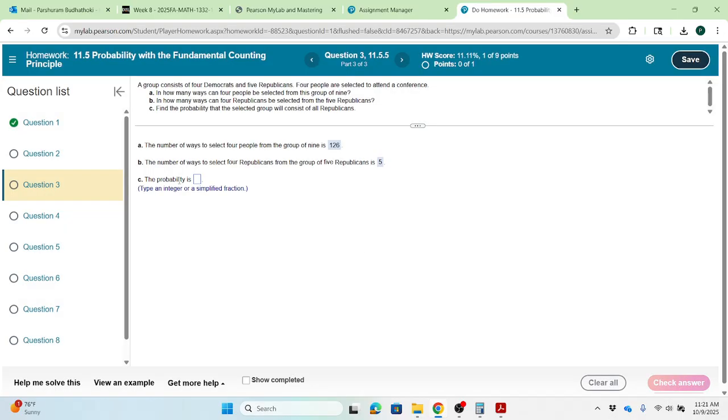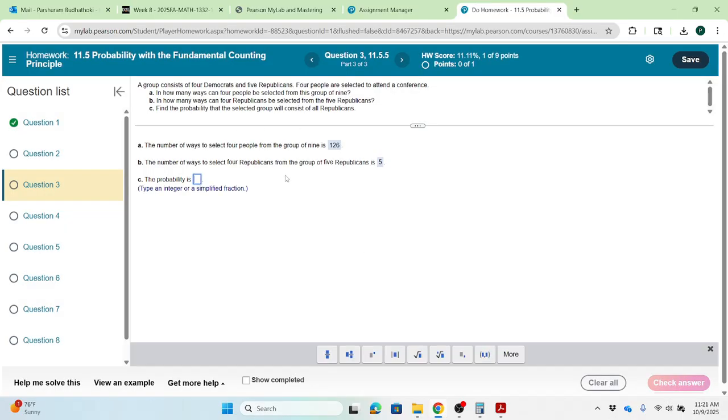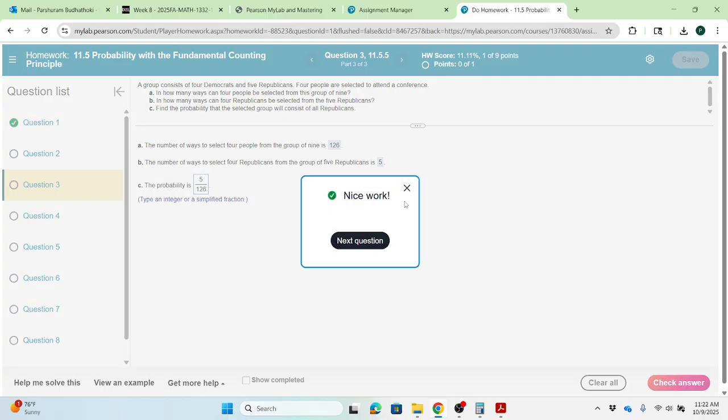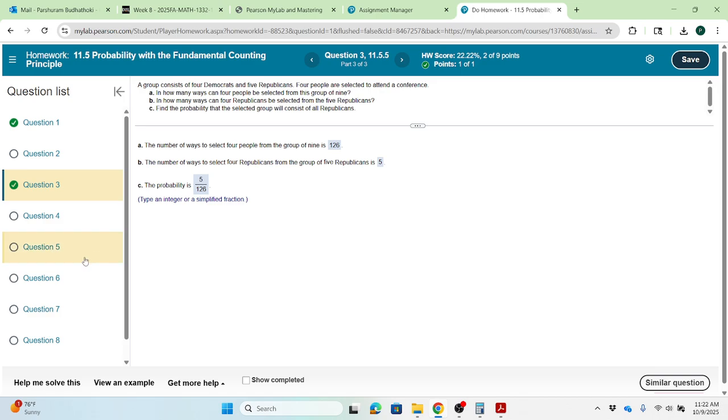Republicans from 5 Republicans. So what's the probability, out of these 126, when we are trying to pick 4 people, of having all 4 of them be Republican? So there are 5 cases where all of them could be Republican out of 126 cases. So it's 5 out of 126. You always have to simplify this. If it's not simplified, then the answer could be wrong. So you have to simplify this.